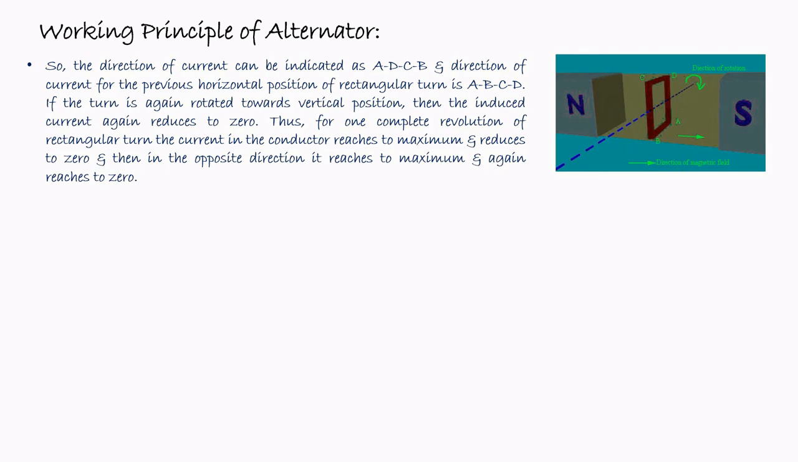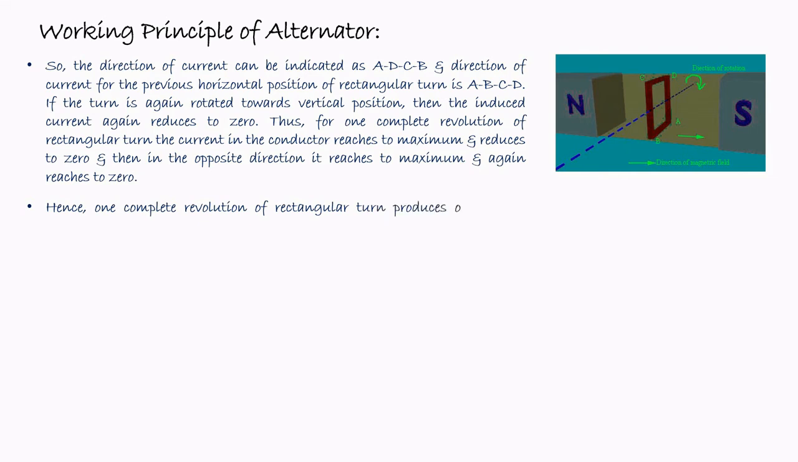If the turn is again rotated towards the vertical position, then the induced current again reduces to zero. Thus, for one complete revolution of the rectangular turn, the current in the conductor reaches the maximum and reduces to zero. And then in the opposite direction, it again reaches the maximum and again reaches zero.